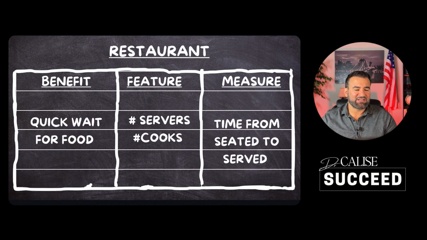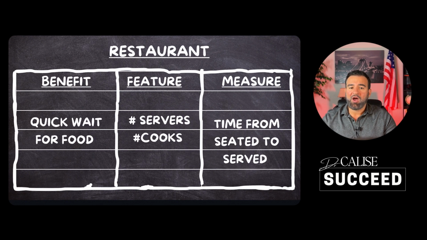So the first example, let's say you own a restaurant, and the benefit is quick wait time for food. So you know that you want to go to this restaurant, you want to be seated immediately, you want to sit down, place your order, and you know it's not going to take forever for the food to come out. This is a place you want to go to where you're really hungry or you don't have a lot of time, you want that food to come out. That is the benefit.